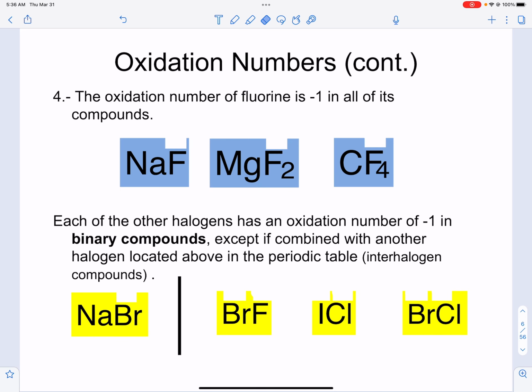Rule number 4. Fluorine is always -1, no exception. Fluorine is always -1. All other halogens are also going to be -1, except, and this is a big important except, when we're dealing with interhalogens.